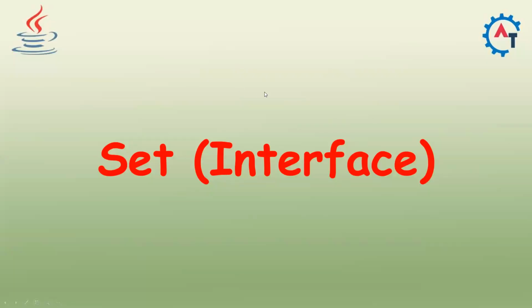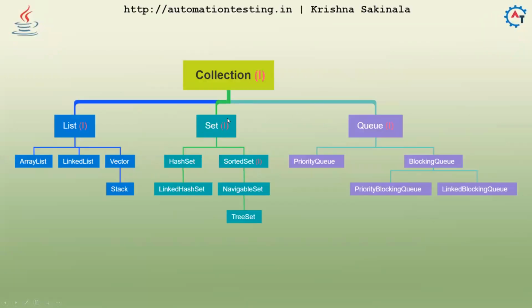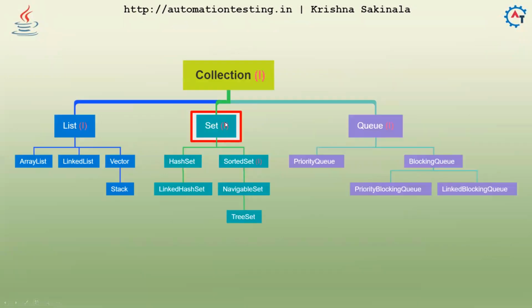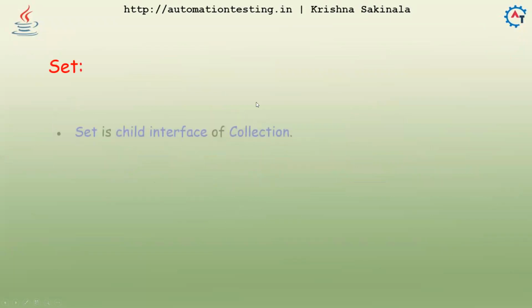Hi, in this video, we'll talk about set in Java collections. So set comes under the collection. Set is the child interface of collection. If you go back, you see that this set is a child of the collection interface.